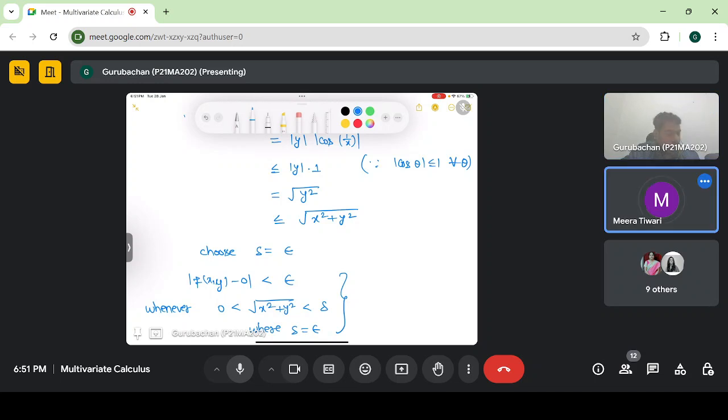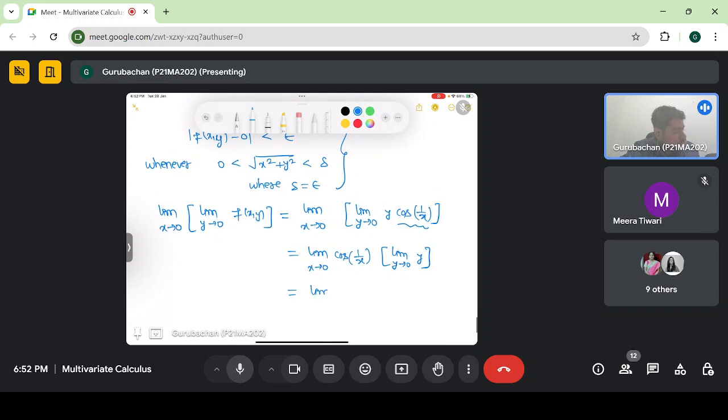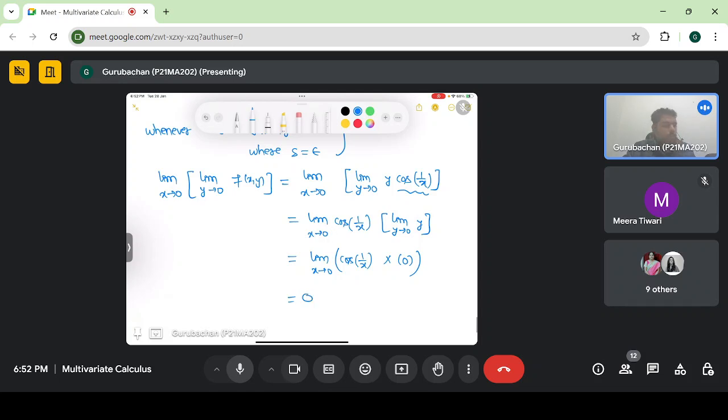So f(x, y) will come out to be limit x tending to 0, limit y tending to 0, y cos 1 by x. Since this function cos 1 by x is independent of y, it can come out, and the rest part will be limit y tending to 0 of y. So limit x tending to 0 of cos 1 by x into 0 will be 0. I hope everybody understands why I replaced this with 0.